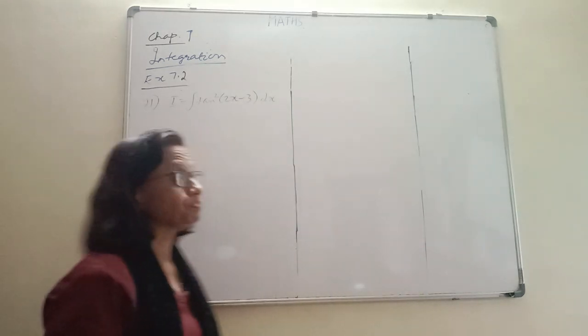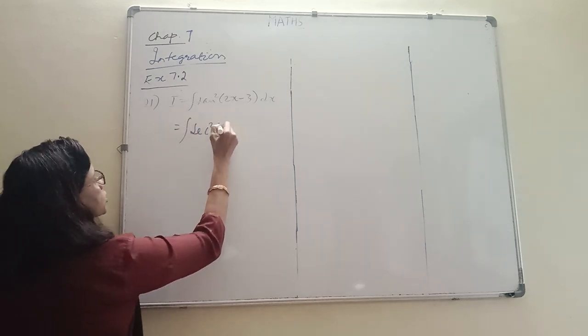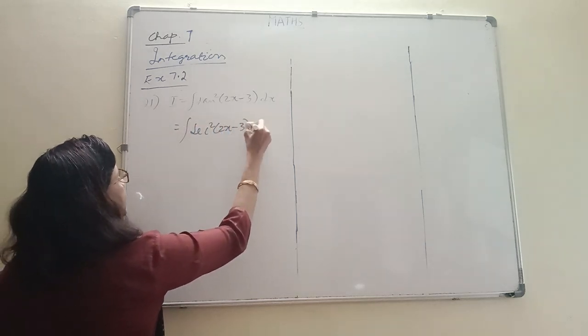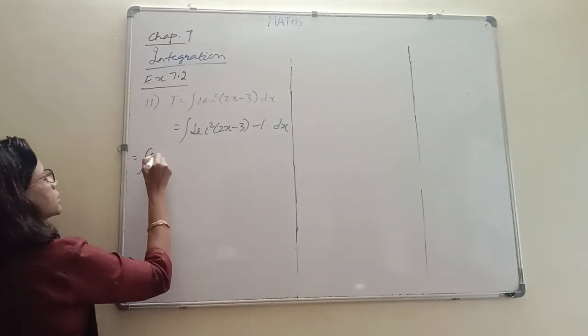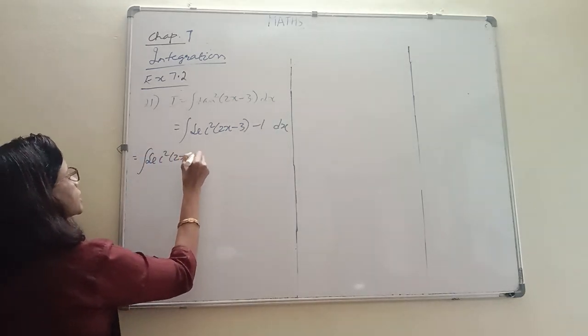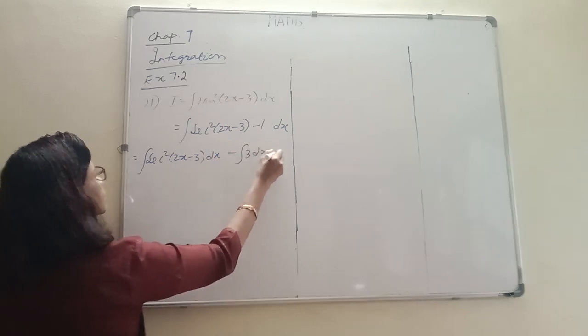So this is as good as writing the integral of sec squared (2x minus 3) minus 1 dx. So actually when we write it, it is going to be the integral of sec squared (2x minus 3) dx as one integral and the other integral is 3 dx.